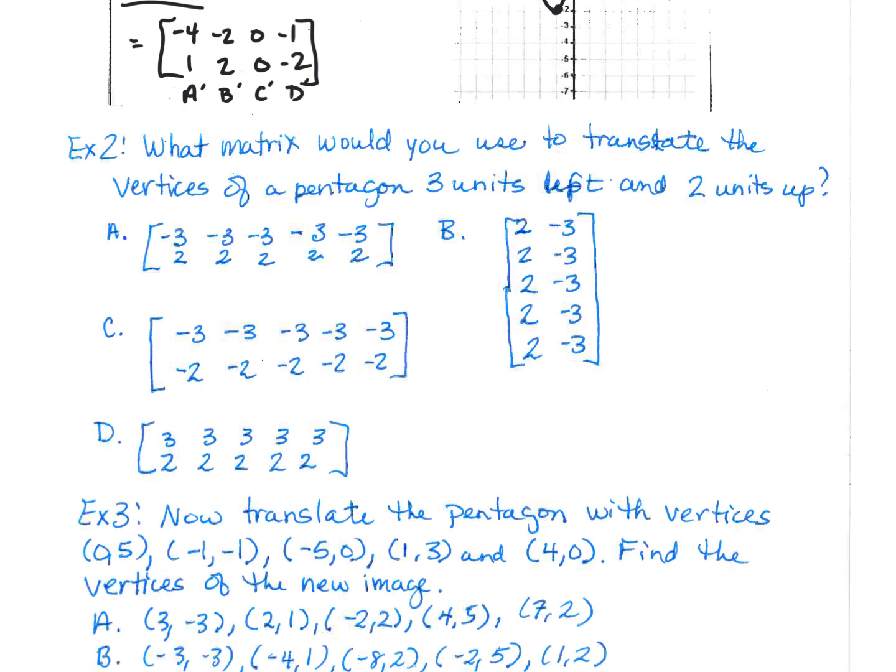All right, so example 2, multiple choice question. What matrix would you use to translate the vertices of a pentagon 3 units left, 2 units up? Pentagon has how many sides? 5, so it has 5 coordinates, doesn't it? So 3 left and 2 units up. Is it A, B, C, or D? Yeah. Ansley says A. Is she correct?